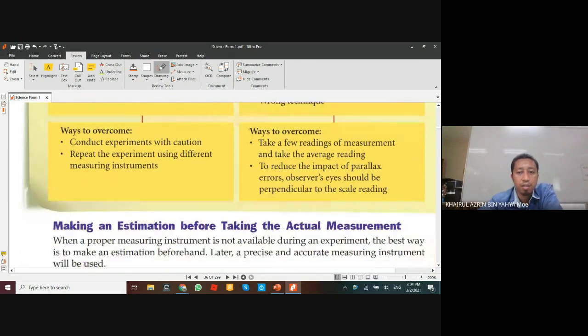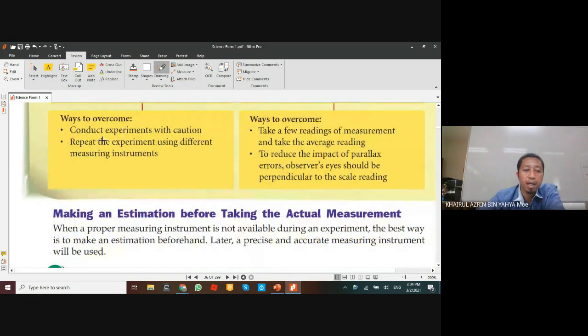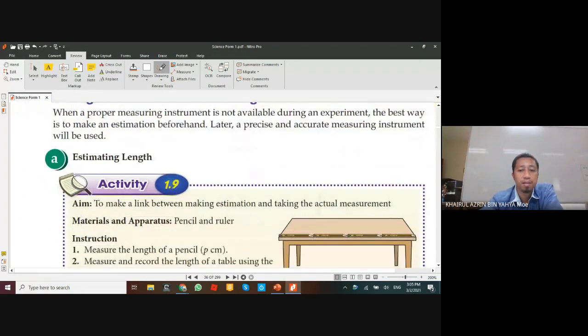Okay, so these are ways to overcome. For the systematic error, conduct experiments with caution. Repeat the experiment using different measuring instruments. Okay, we can change the instruments. For random error, the way to overcome is to take a few readings of measurement and take the average reading. To reduce the impact of parallax error, the observer's eye should be perpendicular to the scale reading. Okay, next.